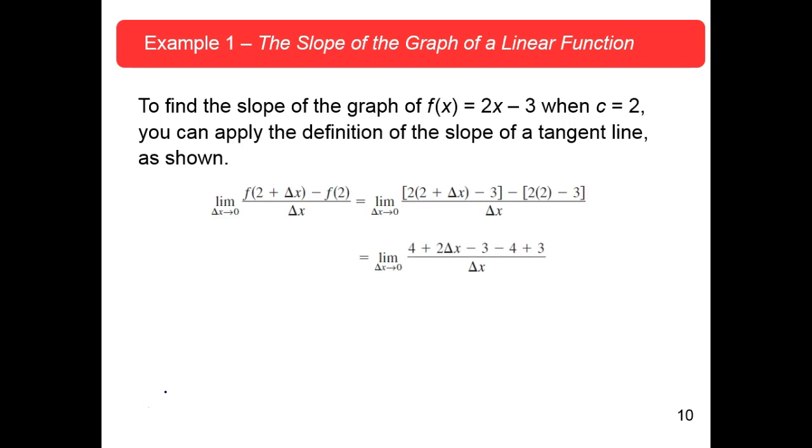Oh, okay, I could have gotten it in there. 4 plus 2 delta x minus 3 minus 4 plus 3. Okay, they could do it that way. Now you look at this and say 4 minus 4 is 0, minus 3 plus 3 is 0. You're left with 2 delta x over delta x. There we have it. Now the delta x's go out, and that leaves you 2. So the limit of 2 as delta x approaches 0 is what? 2, of course. So that limit is 2.